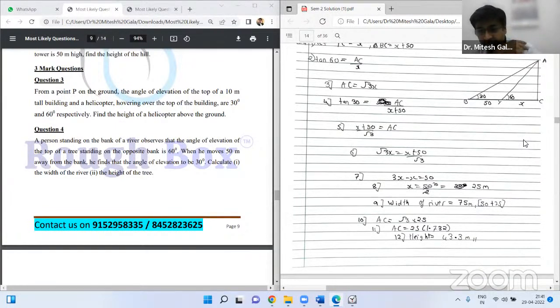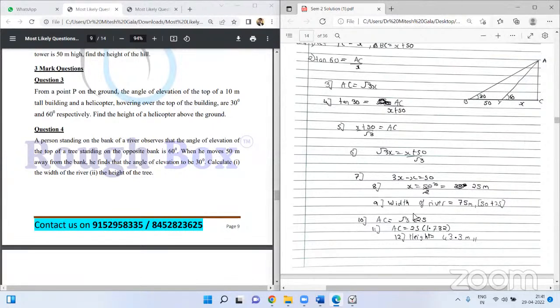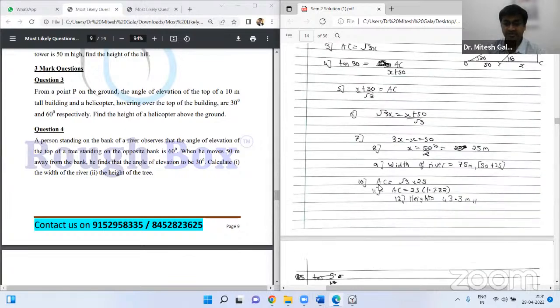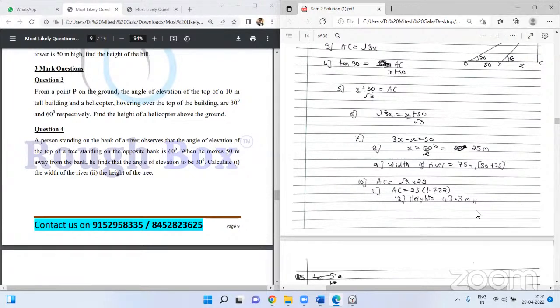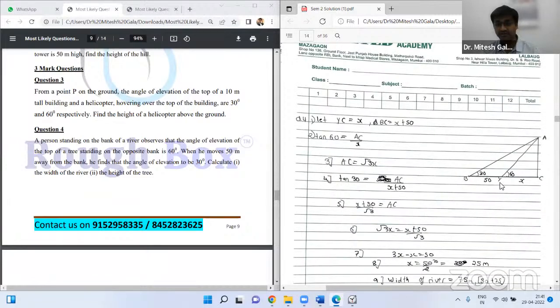So the width should have been 25 only, no? Yes, sir, this is wrong. Width of the river is 25, not 75. You don't have to add them because the river is only this much. It's not the full thing. Then the height of the tree is AC, so 25 into root 3, which is 43.3. Anybody got 43.3? Yes, sir. So that's your height of the tree. The bank of the river is this point.